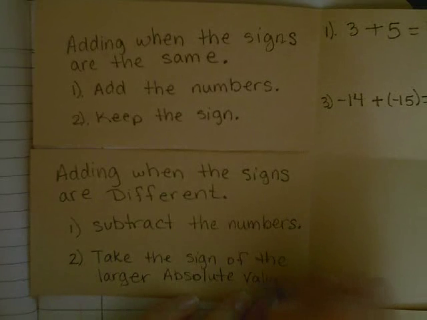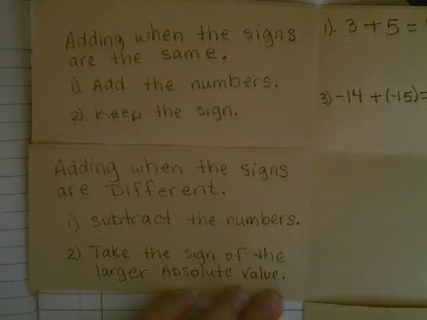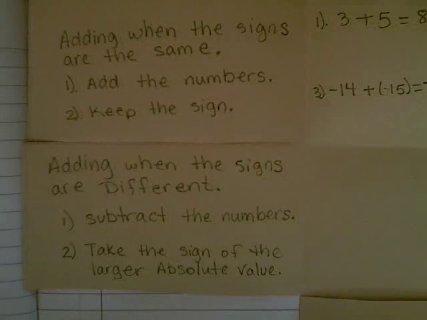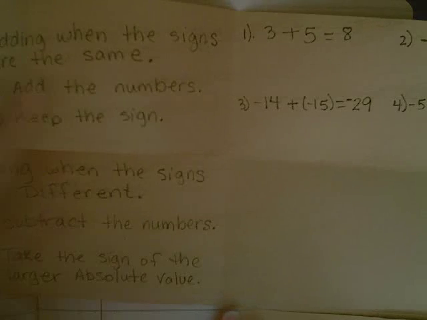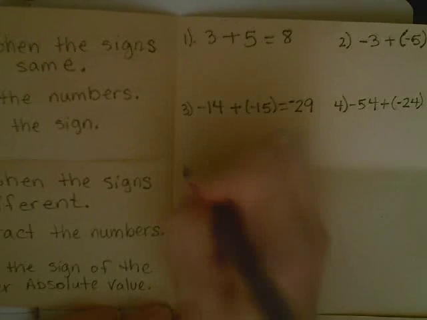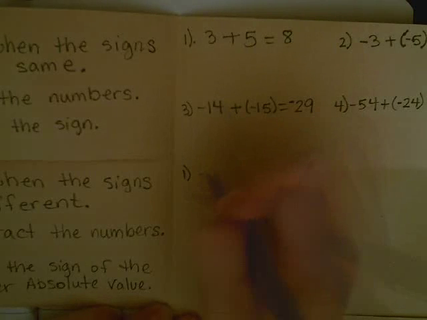We've talked about absolute value already. Okay? So, first rule, you subtract the numbers if the signs are different, and then you take the sign of the larger absolute value. So let's take a look at some examples to see what this means. First example. Let's say I have -3 plus 5.